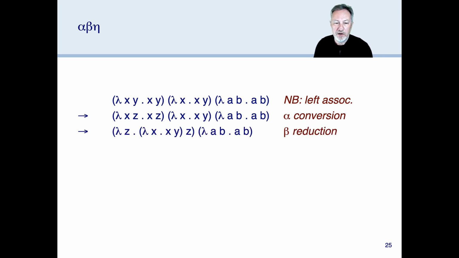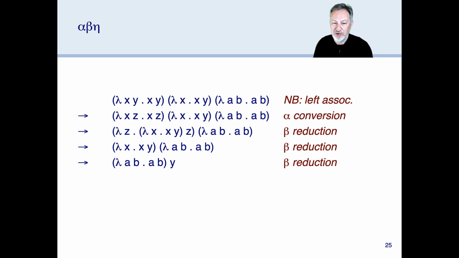Then we do a beta reduction. So we plug in the second lambda into the first one. That gives us lambda z with the second lambda applied to z as well, and that big lambda applied to the last one. We do another beta reduction, plugging the final lambda into the first one. Do another beta reduction, and that gives us this result. Another beta reduction gives us this, and finally we do an eta reduction to give us the resulting y.